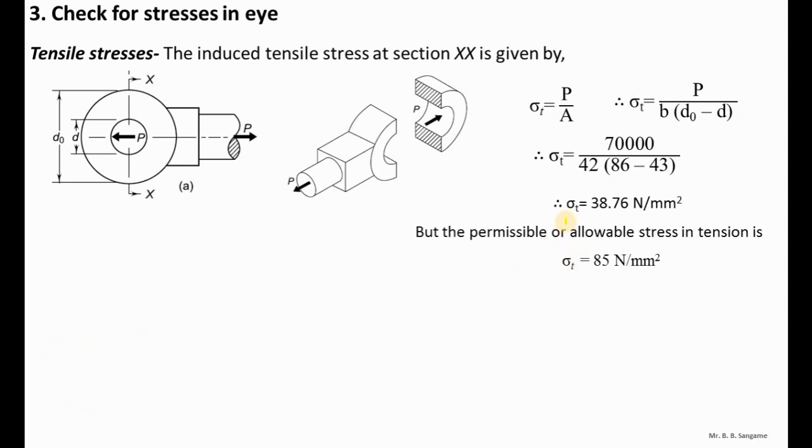Let me highlight this. This is the value of induced stress, and this one is the value of permissible stress. Here the induced stress is less than the permissible stress, so our design is safe. If the induced stress, sigma T, exceeds the permissible one, that is 85 Newton per mm square, then our design will not be safe. So whatever the selected diameter of pin, the outer diameter of eye, and the assumptions according to the empirical relations, those calculations are correct and the design is safe.